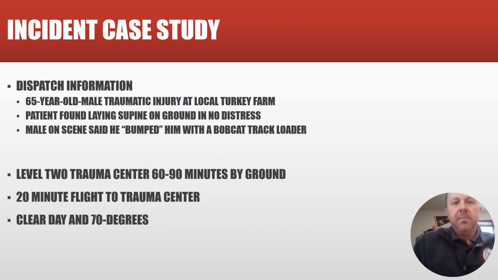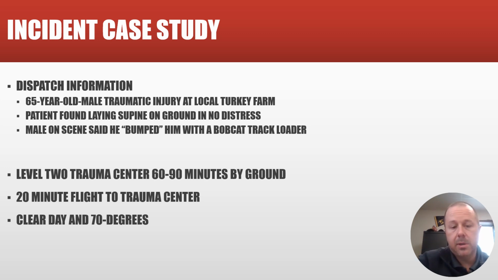Okay, so here's what occurred. Here was the dispatch information. It's for a 65-year-old male, traumatic injury at a local turkey farm. Patient was found laying supine on the ground and was in no distress at that time. The worker on scene was a male, and when he was asked what exactly occurred, what led up to the events, he said that he was on the Bobcat and that he bumped him with the track loader. That's all he said. He said he bumped him.